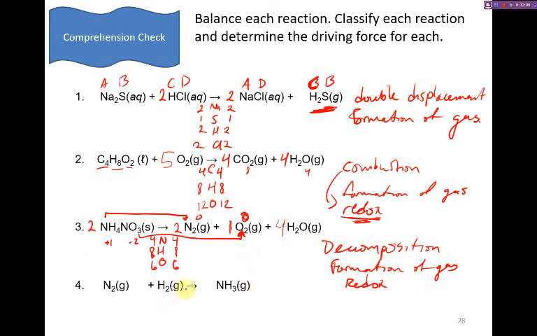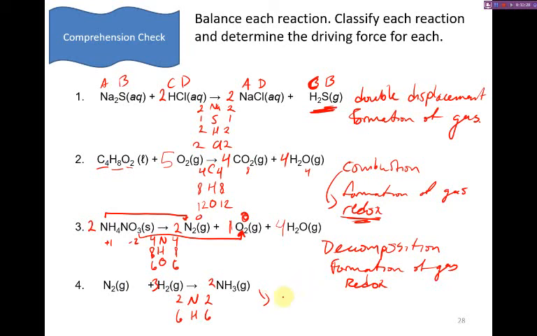Okay, this last one. It doesn't matter which one we start with. Let's just start with nitrogen. We have 2 on the left, so we need to put a 2 here. And now we have 6 hydrogens on the right, and we need to put a 3 here. So we have 6 there.